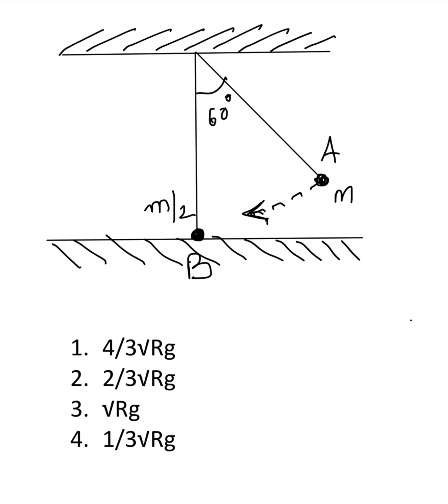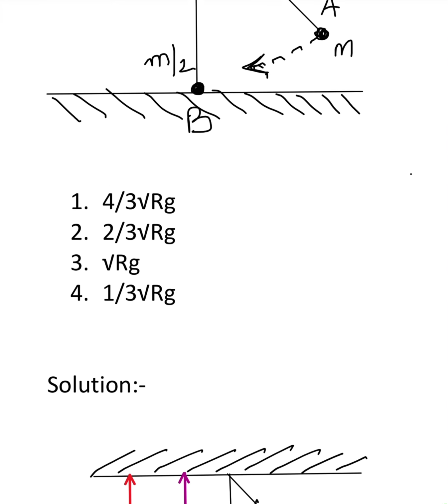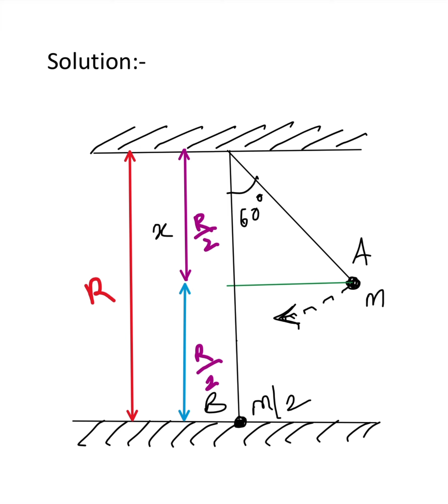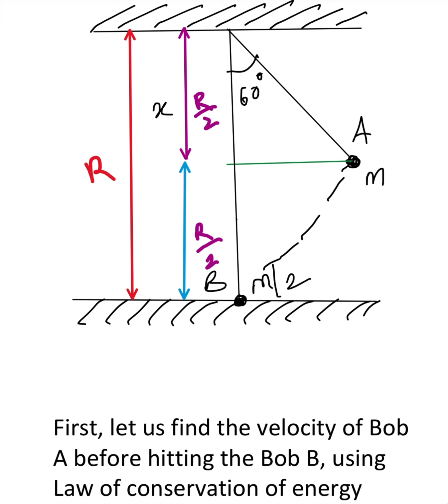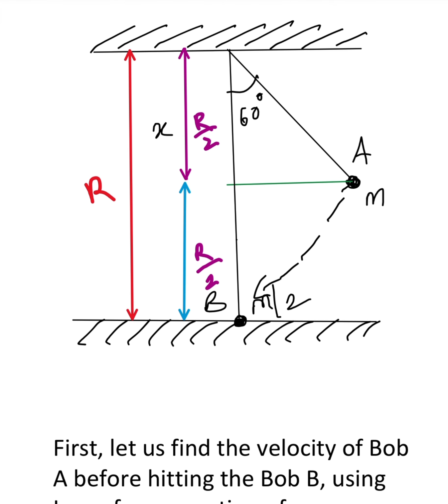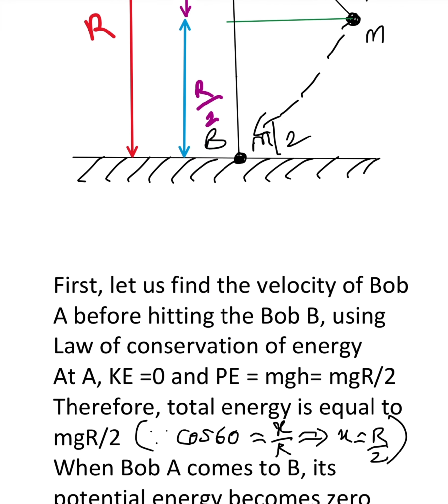Here we need to apply law of conservation of energy and law of conservation of momentum and the coefficient of restitution. We will get all the answers. Now it comes and hits like this. What will happen now? We need to know the velocity. Now from this triangle, height of A from the ground is R by 2. How? I'll explain here.